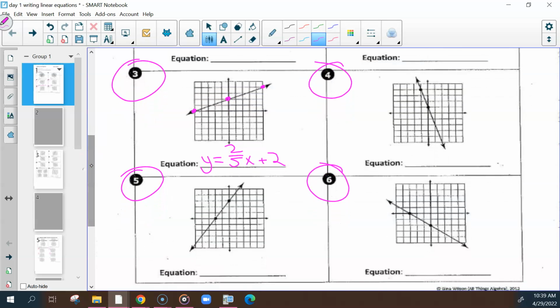Number 4, same thing. What is our y-intercept? Positive 1. So this is going to start off y equals, we're going to have some slope, so I'm going to leave a space, x plus 1. And then we need to find our slope. Look for another point on the line that crosses the grid lines exactly. There is one drawn. You can see that one. There's another one over here.